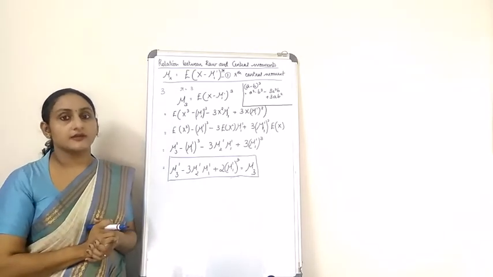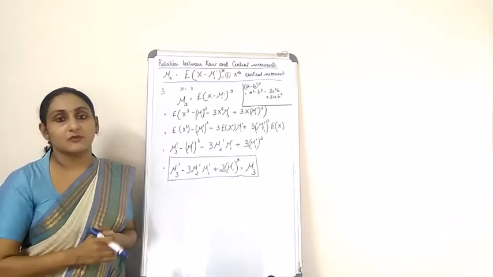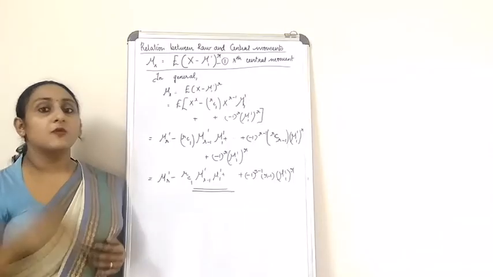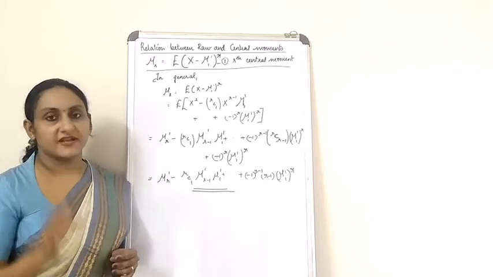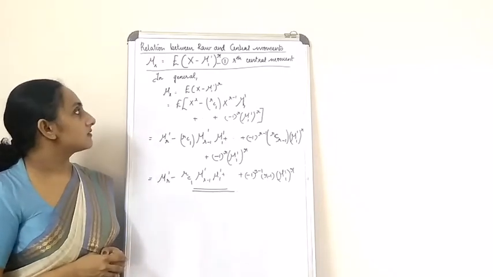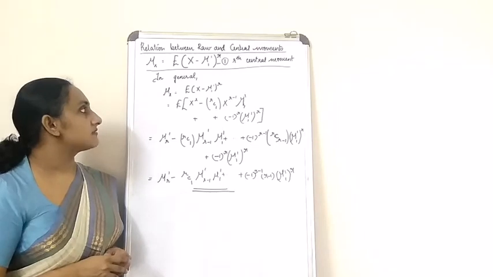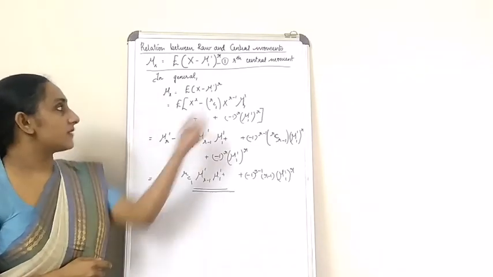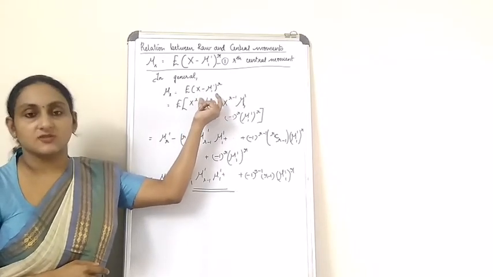So let's have a look at what the rth central moment will be. We will just expand this. Now we will move on to a general case. The general case is where mu r is equal to expectation of (x minus mu1') raised to r. Now here I am going to expand this term, (x minus mu1') raised to r.